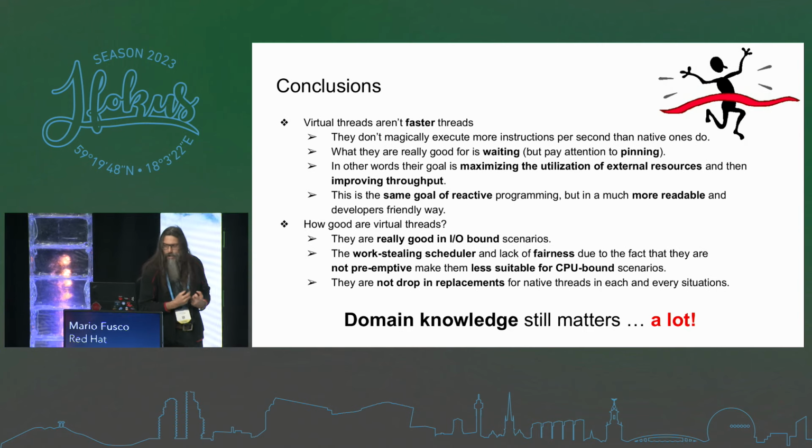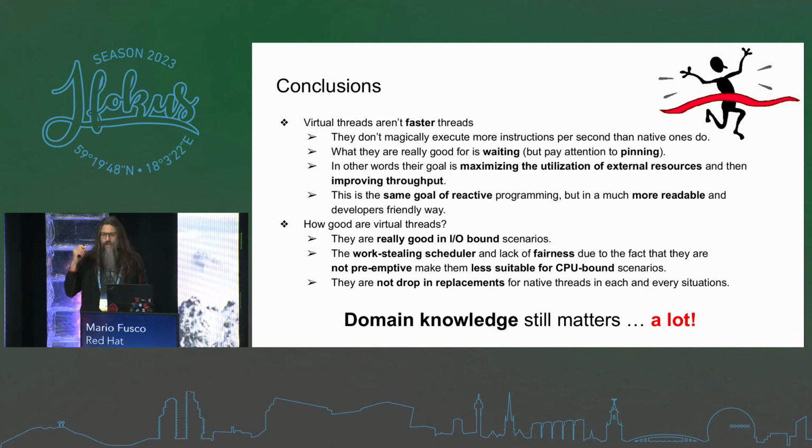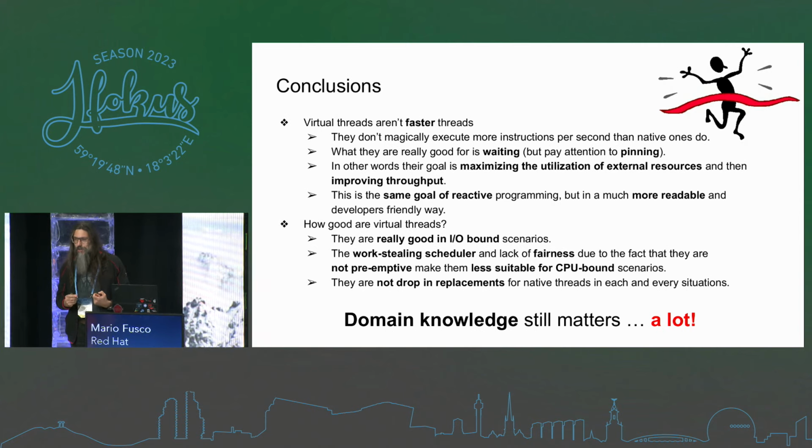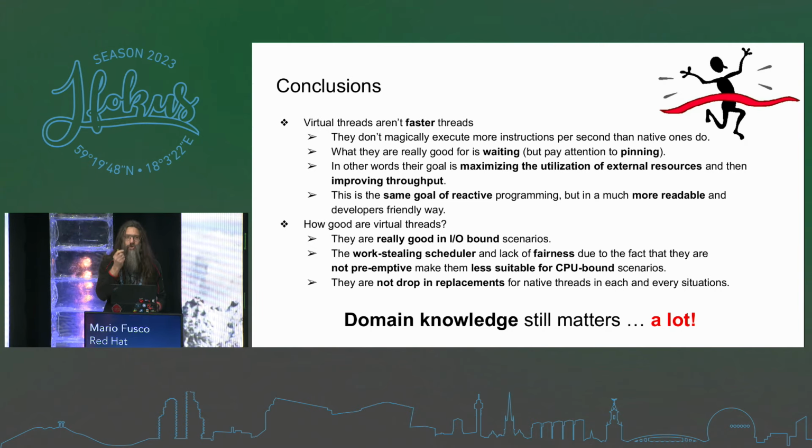But the real bottom line is that domain knowledge still matters a lot if you care about performance. If you know the constraints of your domain and you are able to leverage them, you can create super performant code. Well, the technology used matters a lot, but also the optimization that you can provide by leveraging the domain knowledge still matters a lot. So keep your brain on, okay?